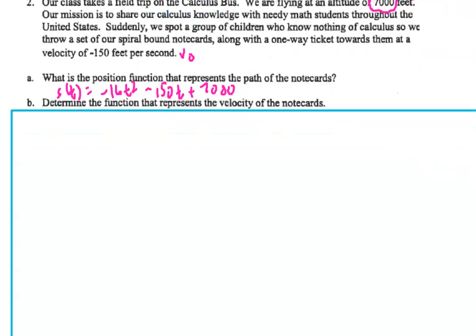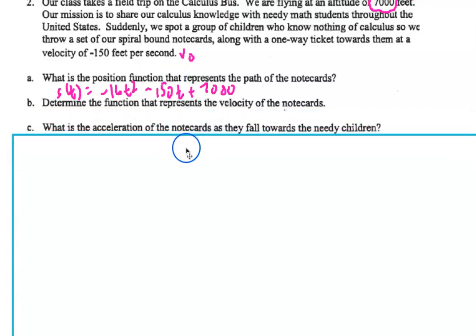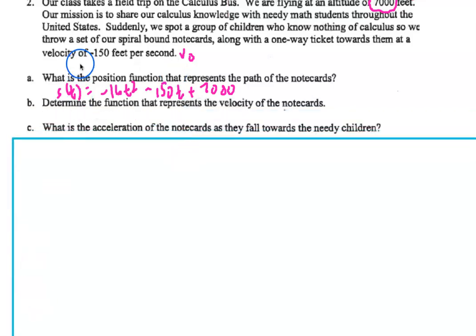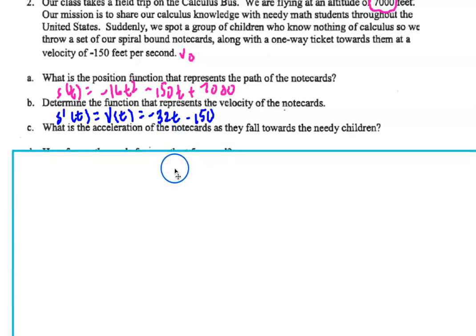Determine the function that represents the instant velocity. Look at that word, the means instant velocity. So to get the instant velocity, I take the first derivative of position, which will give me the velocity function. Using the power rule, I get negative 32t minus 150. And that formula will tell me how fast the note cards are moving at any time t.